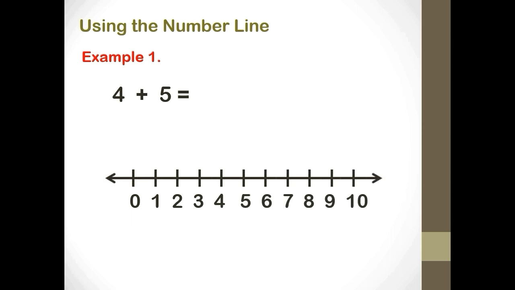Since our first addend is positive 4, we will have 4 as our reference point. Now, since we are adding a positive number, which is 5, we are going to move 5 units to the right. Now, this is the general rule. Whenever we add a positive number, our direction is always to the right. But whenever we add a negative number, our direction would be to the left.